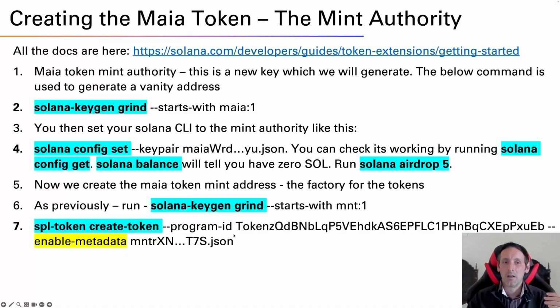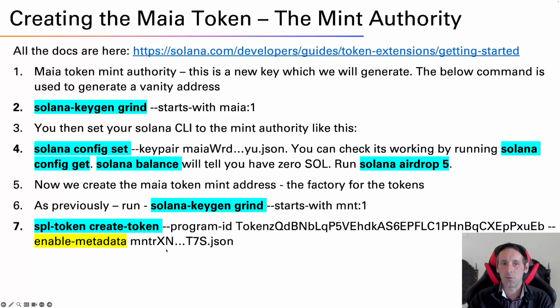You specify the program ID, which is this one here that you see, and it has to be this one. This is the token extensions program. And as you can see, we are specifying the enable metadata flag. This is a way to tell the program that we have further information that we're going to provide later, which is the metadata. The metadata is a JSON file plus an image for the coin. So this is the way to specify that we want to add that metadata after creating the token.